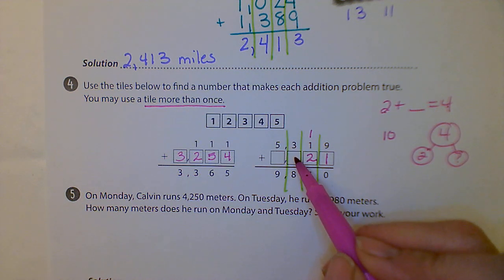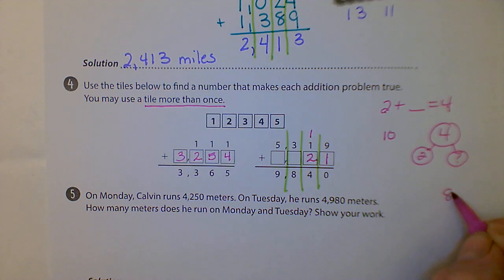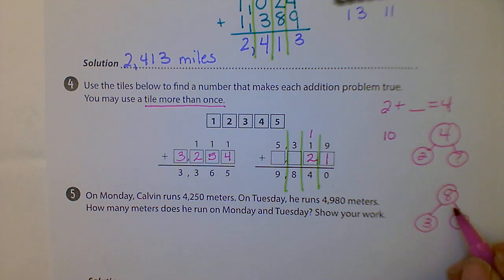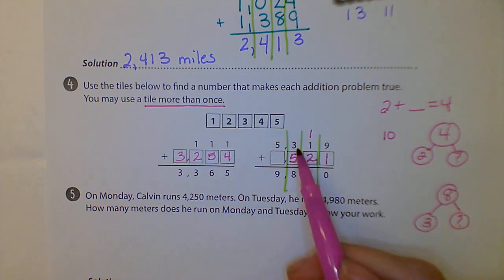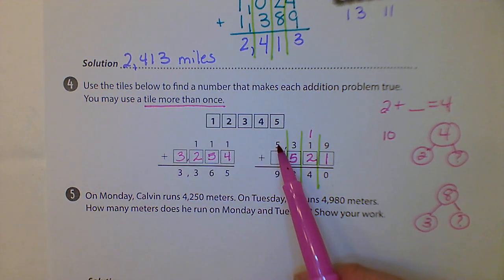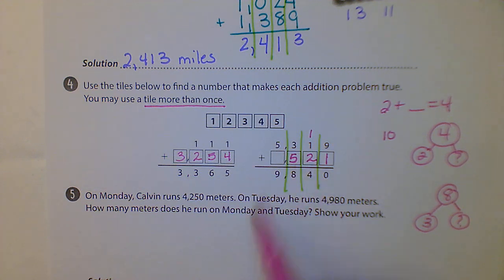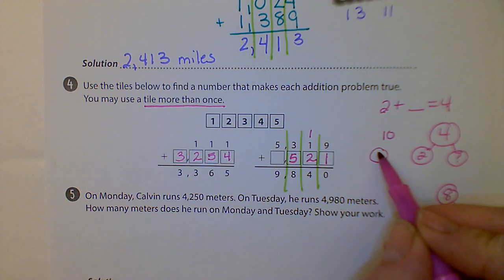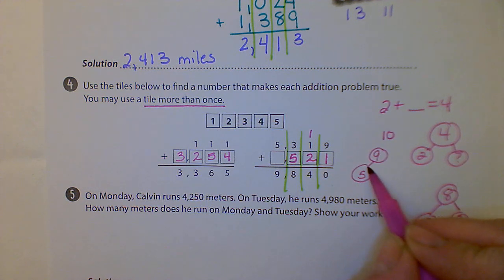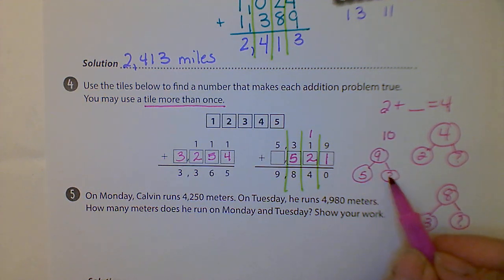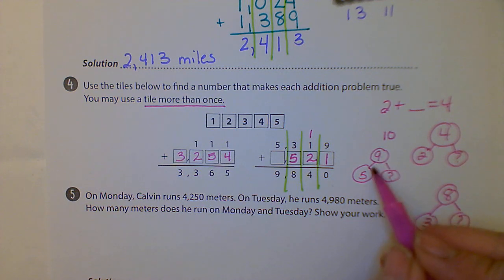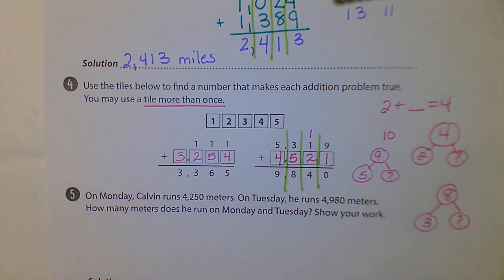So now 3 plus something is 8. And again, you can do your fact family if you want. So 3 plus something is 8, or 8 minus 3 is 5. Good job, guys. So 3 plus 5 is 8. Now we're to our last one. 5 plus some number is 9. And again, you can think of your fact families. So 5 plus a number is 9, or 9 minus 5 is that number. And 9 minus 5 is just 4. And there you have it.